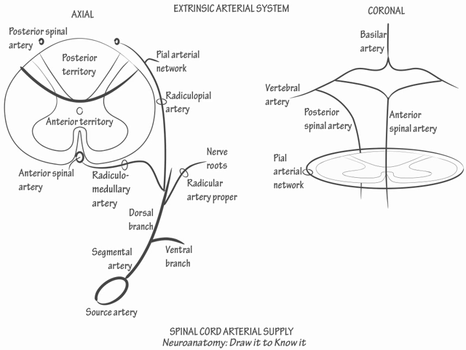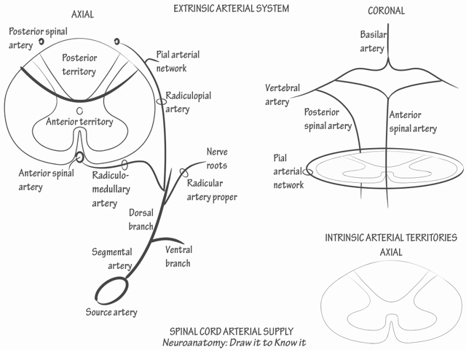Now let's draw the intrinsic arterial territories in axial view. They divide into the centrifugal and centripetal systems. Show that the centrifugal system comprises sulcal arteries from the anterior spinal artery, which supply the spinal cord from central to peripheral. They primarily supply the gray matter horns.